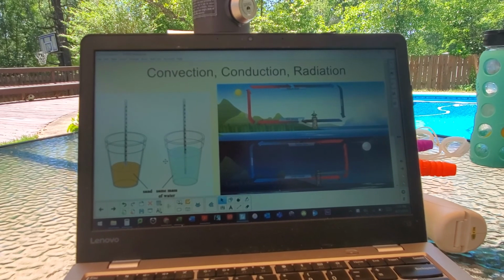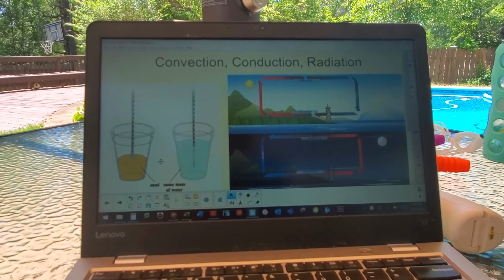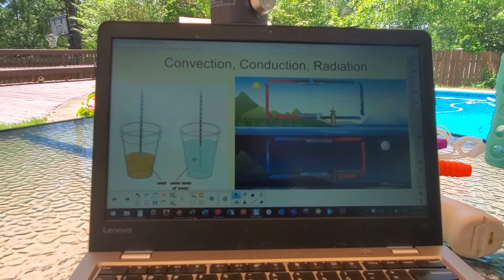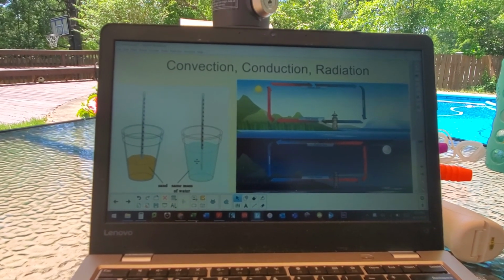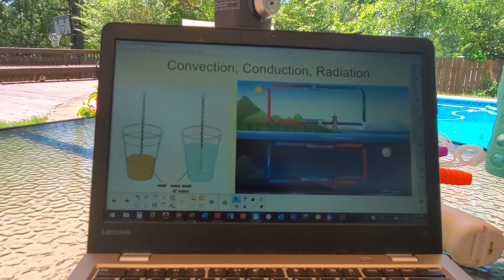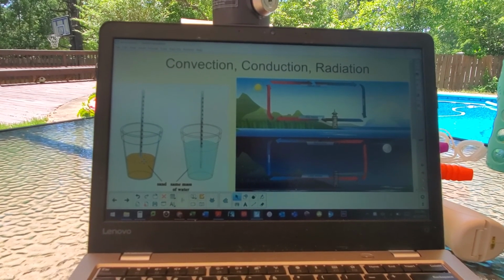So if we look here, a very important little experiment, if you remember, where we have the dirt and the water, and if you heat both of them up at the same time, you're going to notice that the water is going to heat up slower. The sand is going to heat up faster. That's why the sand gets so hot on the beach. It's a conductor. It gets so hot on the beach during the day.